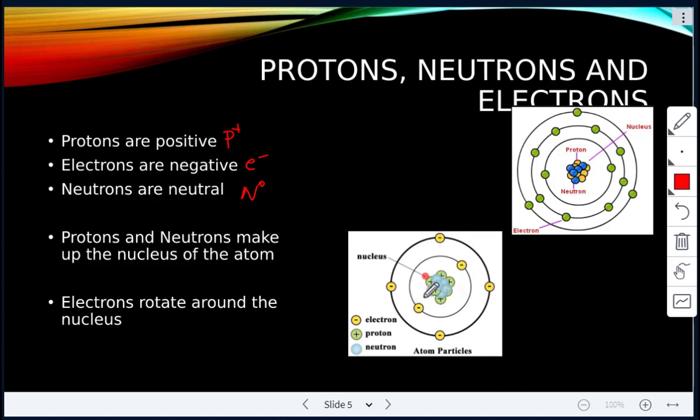Here we have a diagram. That dense center is the nucleus. The nucleus is made up of the green, which are the protons, and blue showing the neutrons, and then the electrons, the negative symbols, are shown rotating around the nucleus. Here's another diagram showing the nucleus in the center, which is made up of the protons and the neutrons, and then we have the electrons outside in the electron cloud. Neutrons, correct.